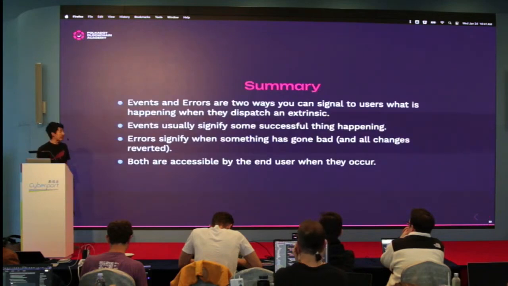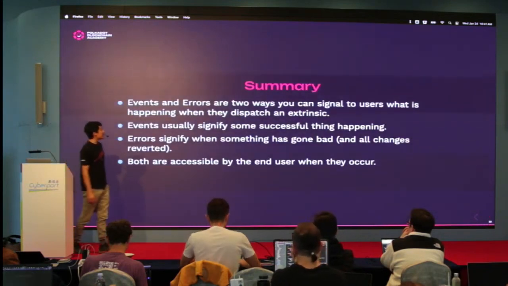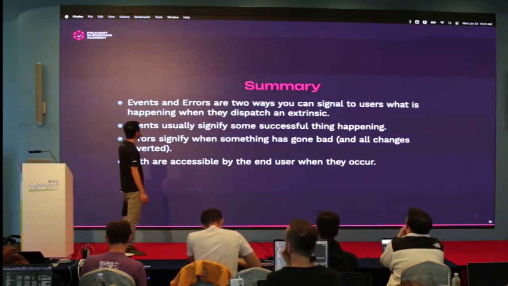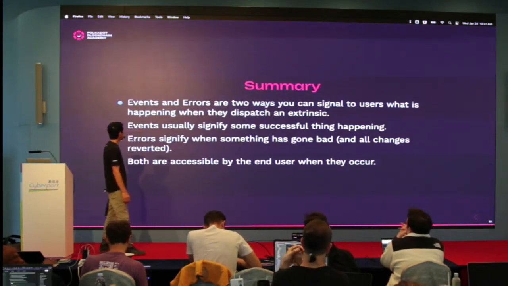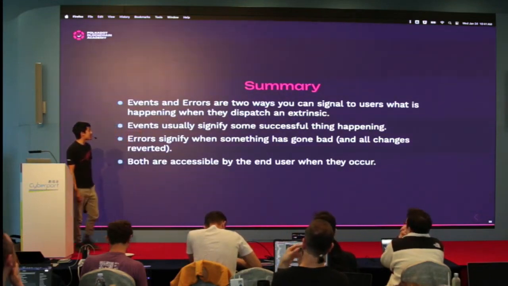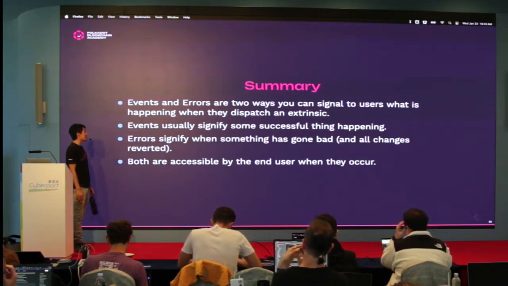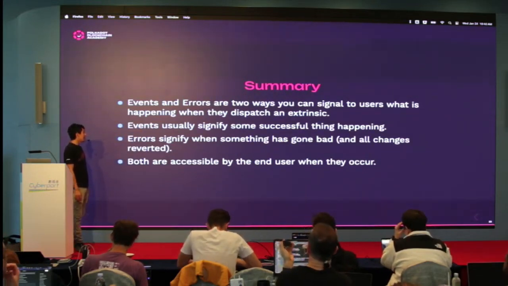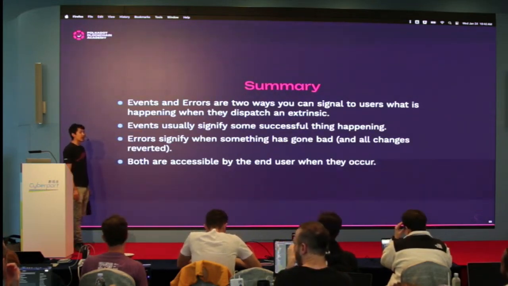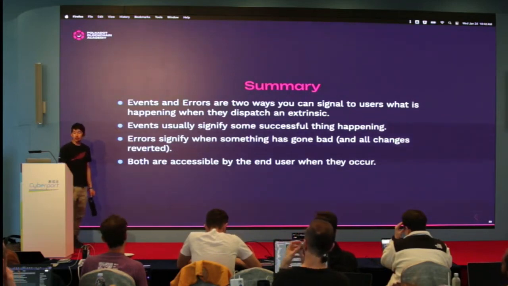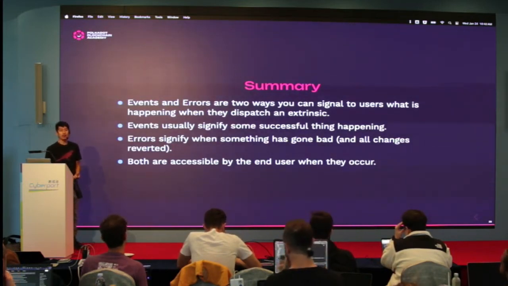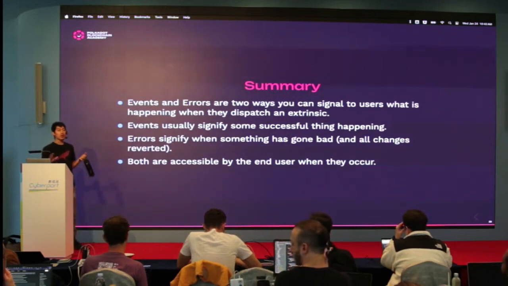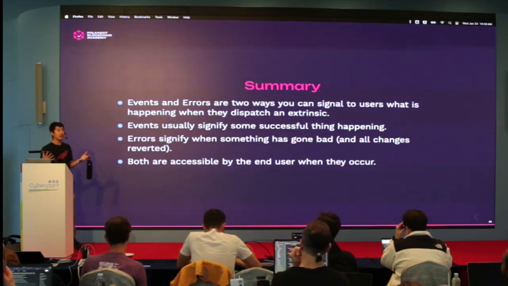Okay. So in summary, events and errors are two ways you can signal to users what is happening when they dispatch an extrinsic. Events usually signify some kind of successful thing happening. Errors signify when something has gone bad. And both are accessible by the end user when they occur. Any questions or comments on events and errors? Practically speaking, when you use them, you're just creating two simple enums.